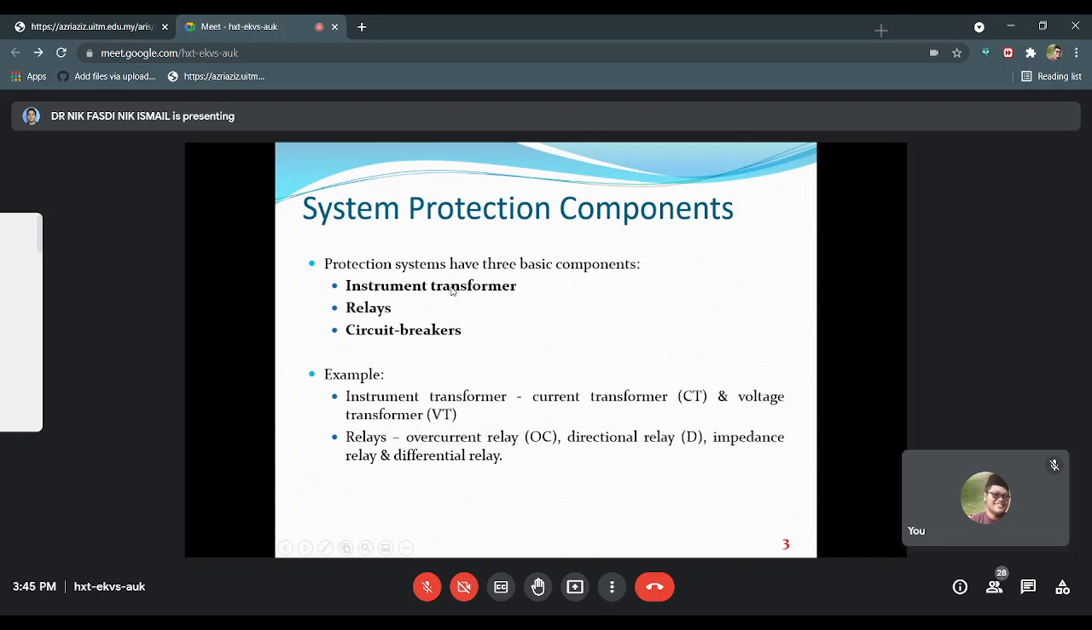Okay, protection system have three basic components: instrument transformers, relay, circuit breaker. These are the basic components of protection. We have instrument transformer, relay, circuit breaker. You tahu circuit breaker kan? Kat rumah pun mesti ada circuit breaker kan?